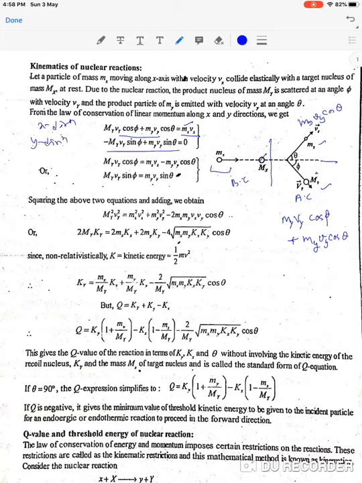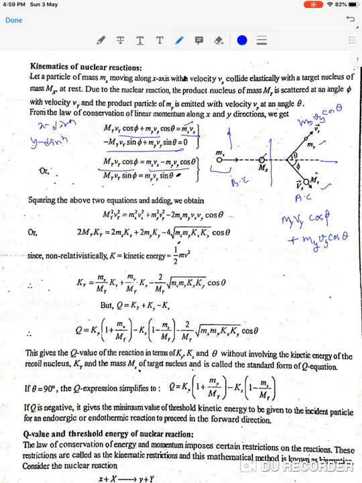Similarly, in the y direction, the linear momentum before the collision is 0, since there is no component. After the collision, one particle goes in the negative y direction and the other in the positive y direction, and the components come out like this. We write the projectile particle and the outgoing particle terms, and the M_Y V_Y sin theta term comes to the right-hand side, leaving these two terms on the left-hand side.